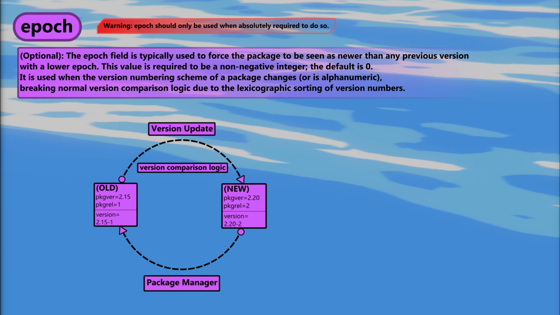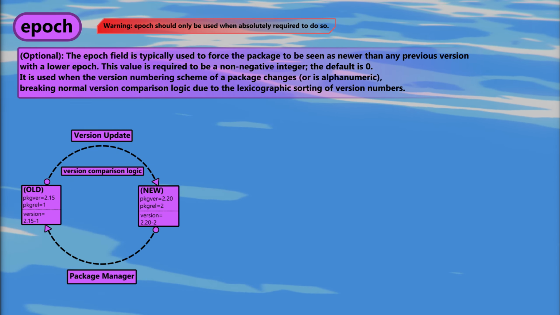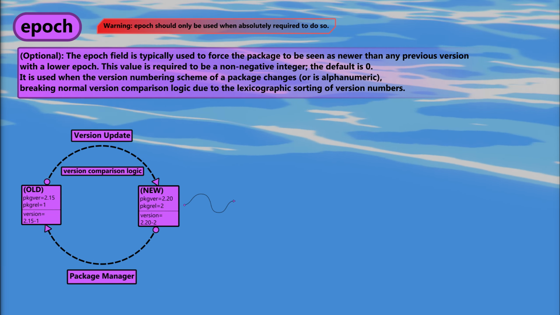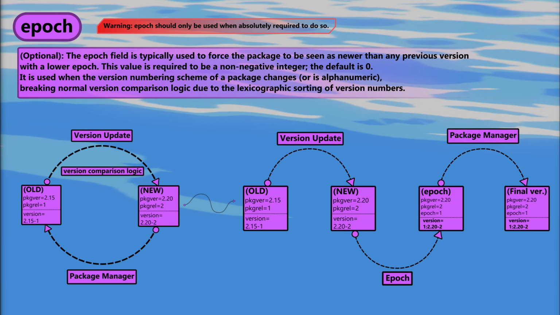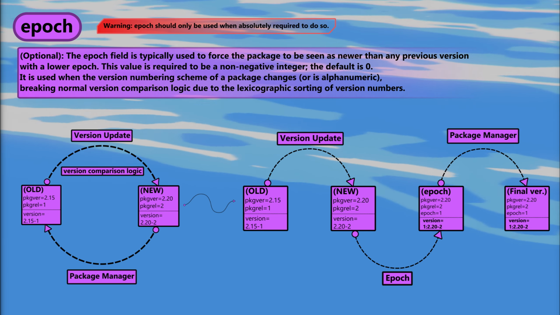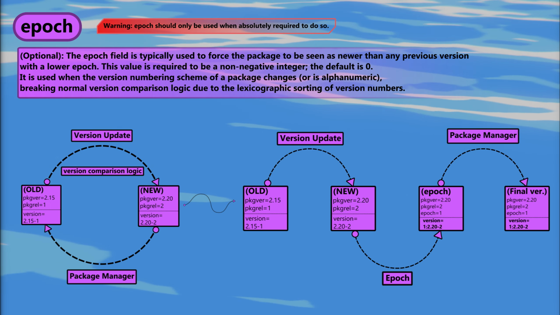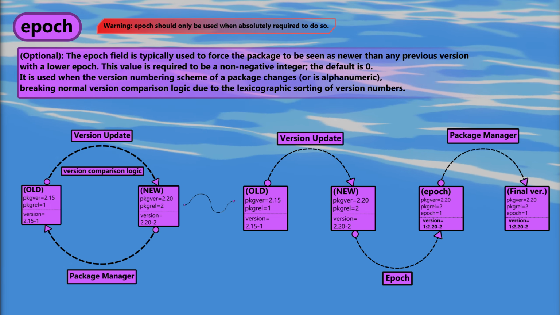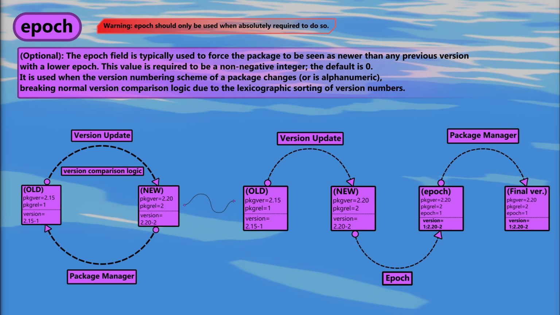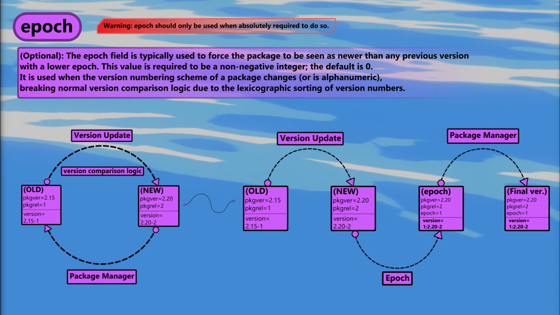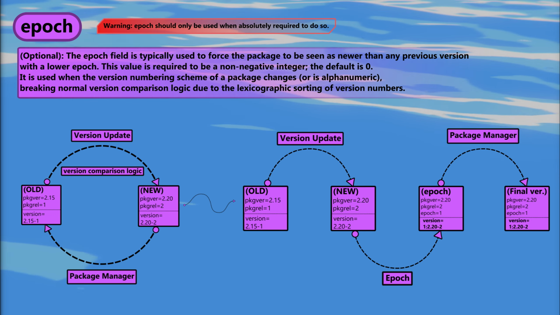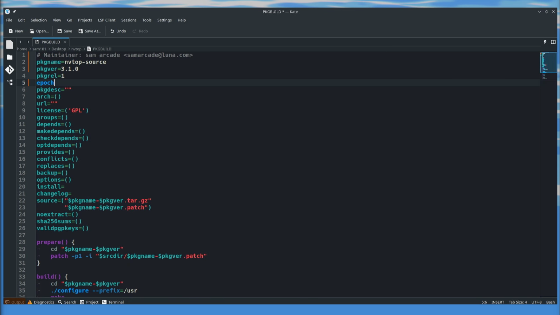Let me explain. The epoch field is typically used to force the package to be seen as newer than any previous version with a lower epoch. This value is required to be non-negative integer. The default is 0. It is used when the version numbering scheme of a package changes, breaking normal comparison logic due to the lexicographic sorting of version numbers. Currently we don't need epoch, so I am removing it.